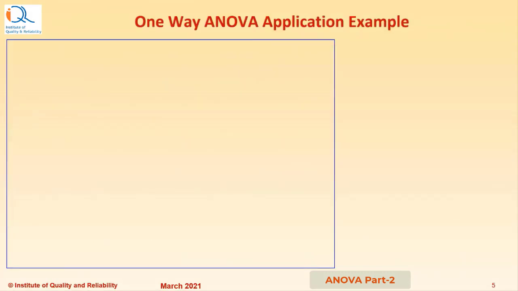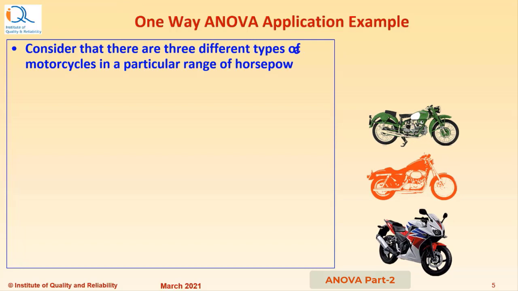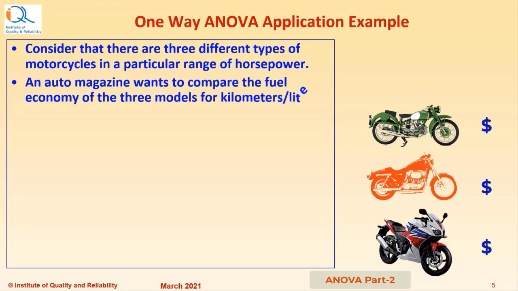We will consider the same application example that we have seen in ANOVA Part 1 video. Consider that there are three different types of motorcycles in a particular range of horsepower, and an auto magazine wants to compare the fuel economy of the three motorcycle models per kilometer per liter of petrol.